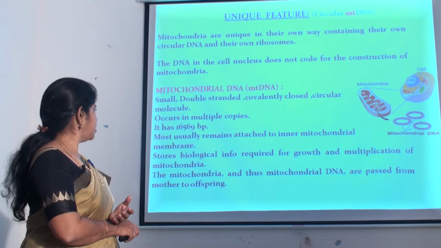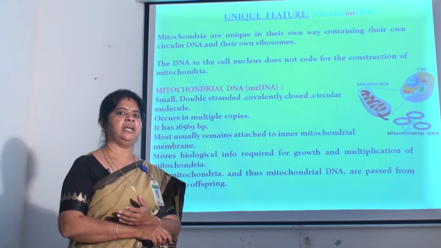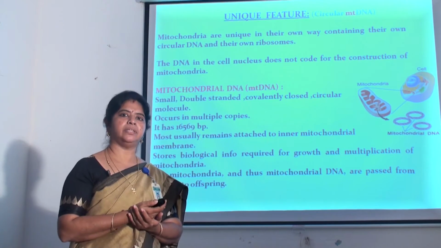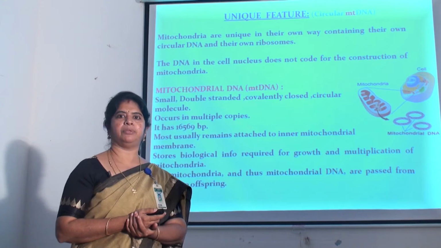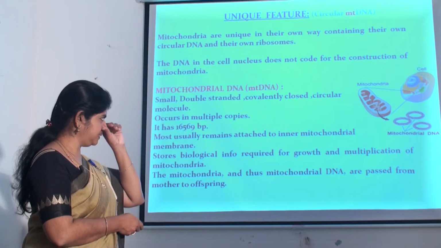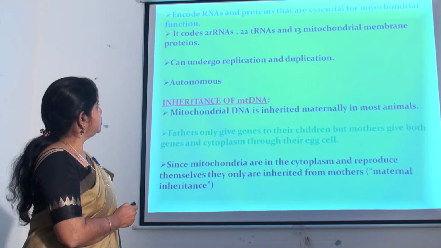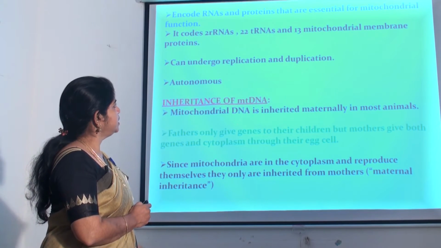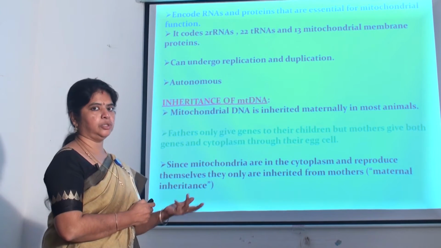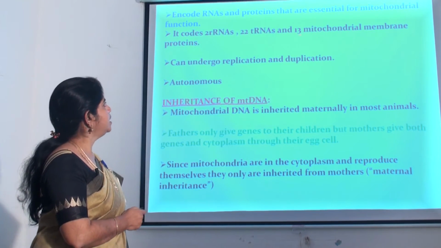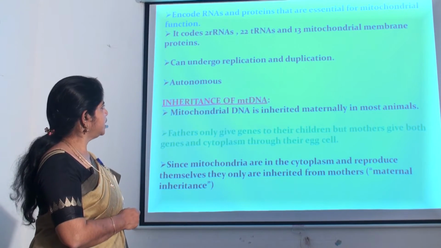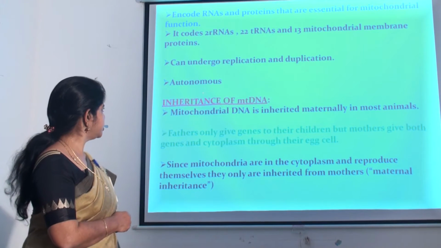And one important thing is that the mitochondria transmits from the mother to the offspring and not from the father to the offspring. It also codes for many proteins: 2 ribosomal RNAs, 22 tRNAs and 13 mitochondrial membrane proteins. It can undergo replication and duplication.